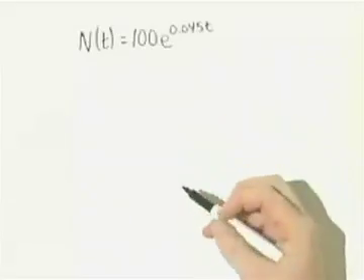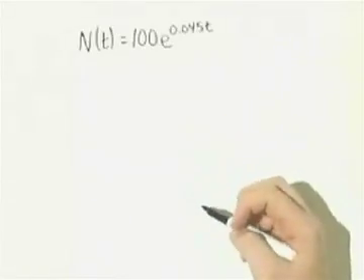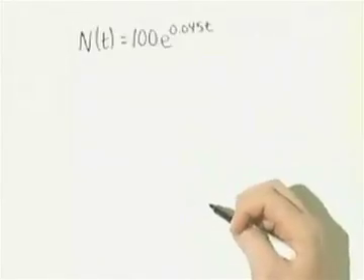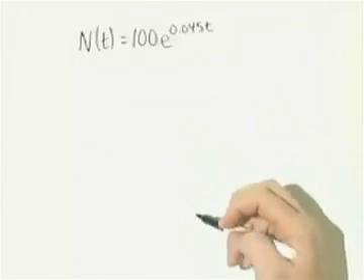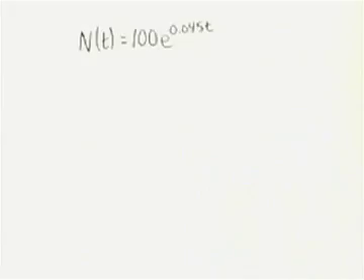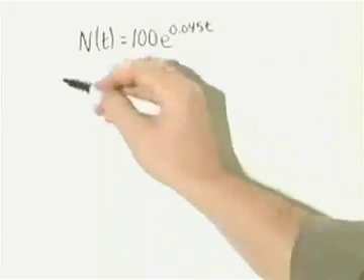In the early stages of growth of a population, we can say that the population grows uninhibitedly following the exponential law. Let's look at an example. Suppose that the function n of t equals 100 times e to the 0.045 t power. What we're going to do is analyze this function by answering a few questions.